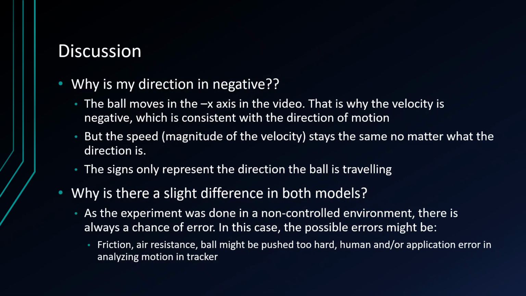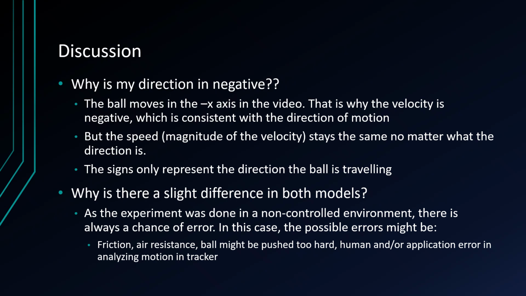So, why is my direction negative? The ball, as I have said before, moves in the negative x direction. That is why the velocity is negative, which is consistent with the coordinate axis in the direction of motion. But the speed, which is the magnitude of the velocity, stays the same no matter what the direction is. The signs only represent the direction the ball is traveling in.